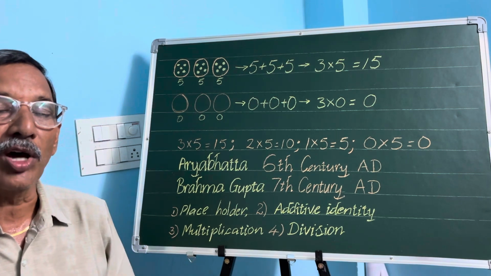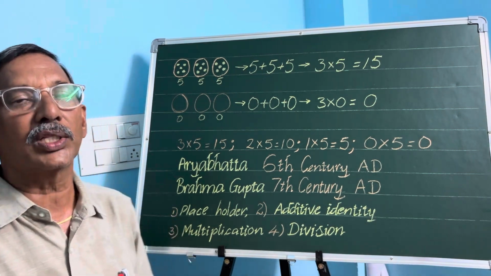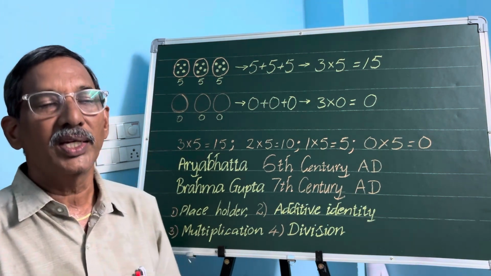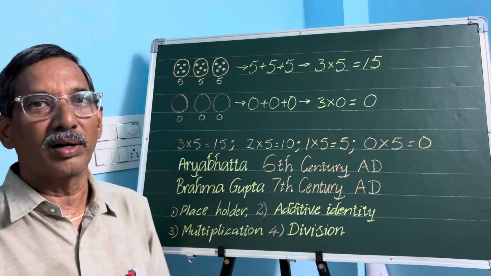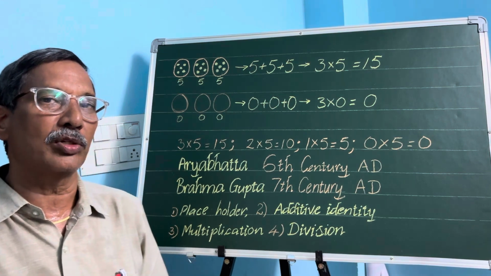No packets means how many biscuits may it contain? But there are no packets. So the total number is 0. So 0 into 5 is 0. In this way, the teacher might have explained to Arun that when a number is multiplied by 0, it becomes 0.